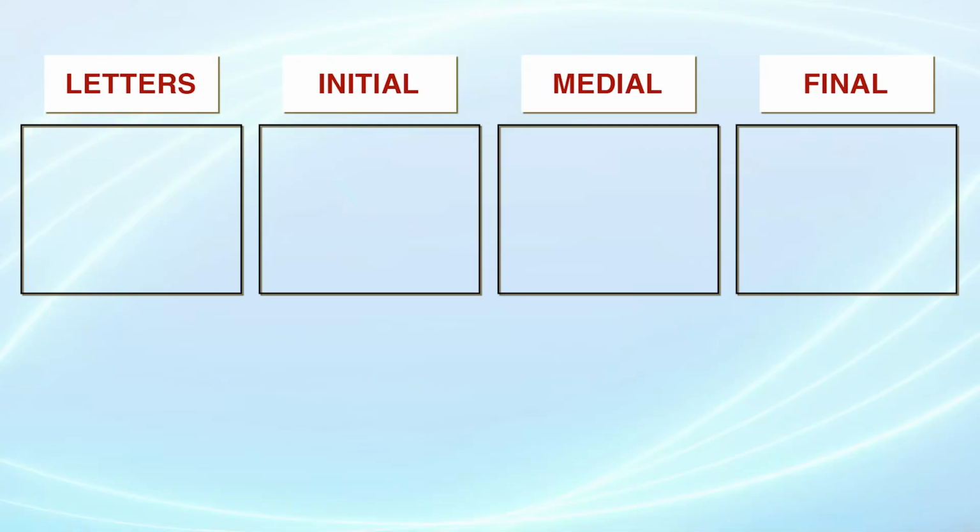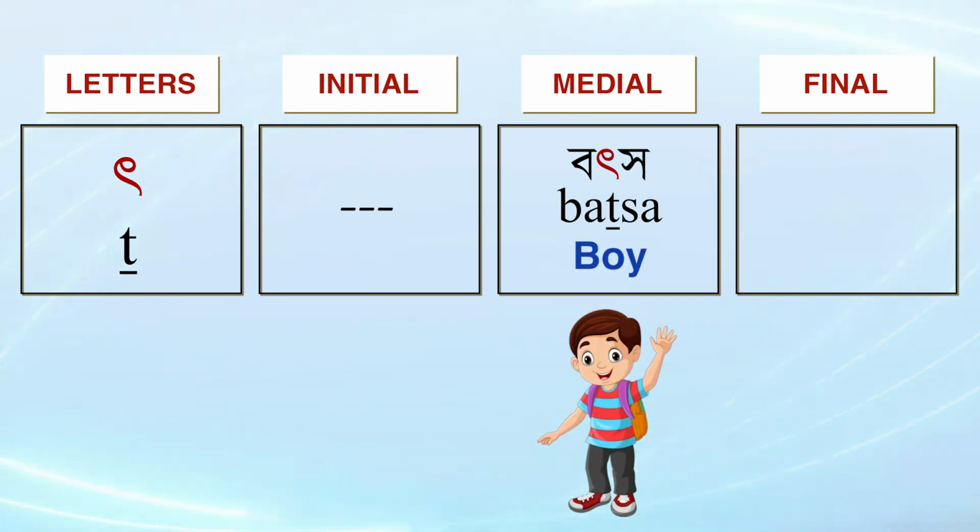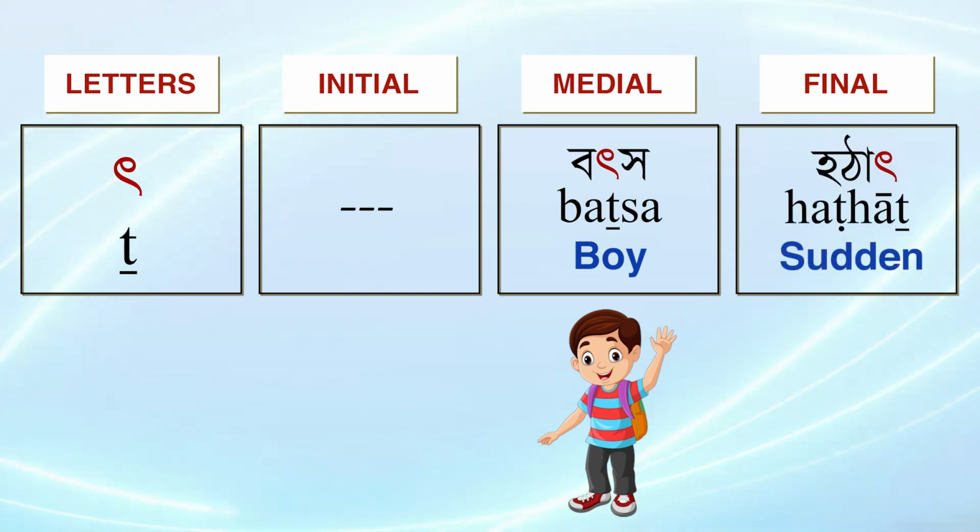Let's look at some examples using some of the letters we have learned. The first letter we have here is Khandotta. In initial position, it can't occur in its original form. In medial position, it can occur in botsho, which means boy. In final position, it can occur in hothat, which means sudden.